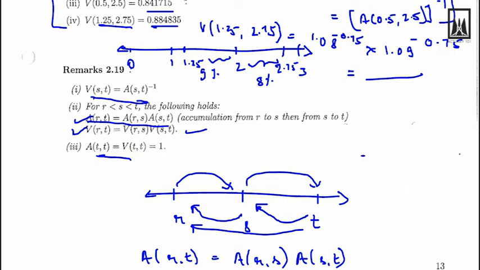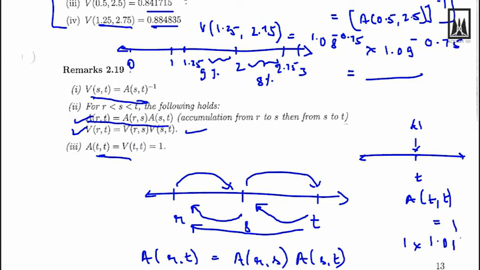So basically what we are saying is that if we are investing £1 at time T, then the accumulation at time T of this is going to be what? 1. Why? Because it's going to be 1 multiplied by 1 point some interest rate, say 1%, to the power what? Because there is no time, the difference between the time is 0, so it's going to be 0, which is coming out to be 1.